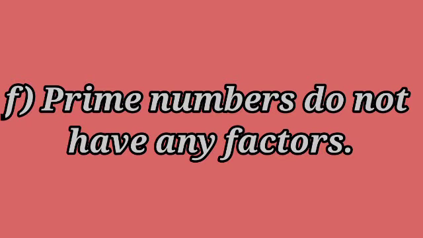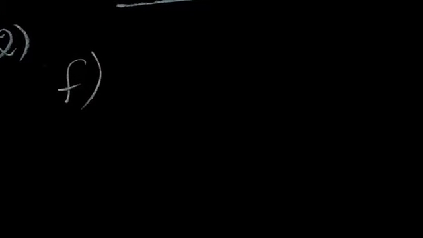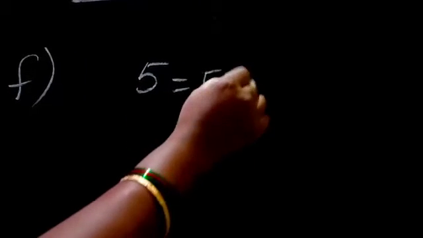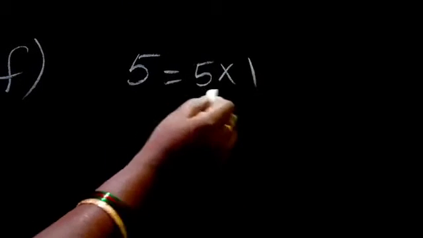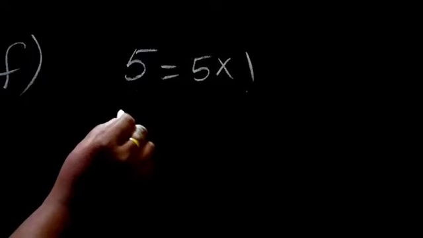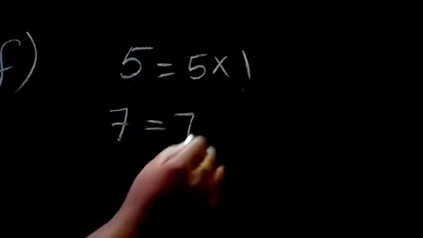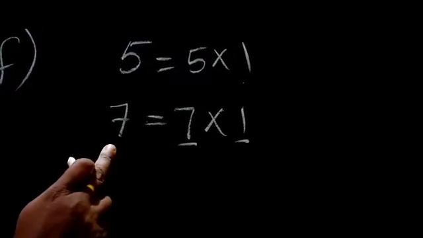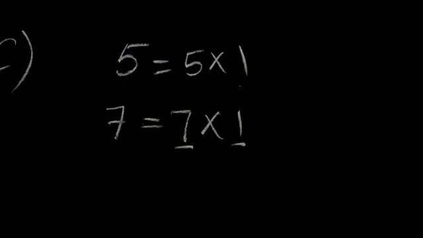F question is, prime numbers do not have any factors. All prime numbers have 1 and itself as factors. Suppose, for example, 5 is a prime number. 5 ones are 5. So 5 and 1 are factors of 5. Suppose we take 7. 7 ones are 7. So 7 and 1 are factors of 7. So it is false.